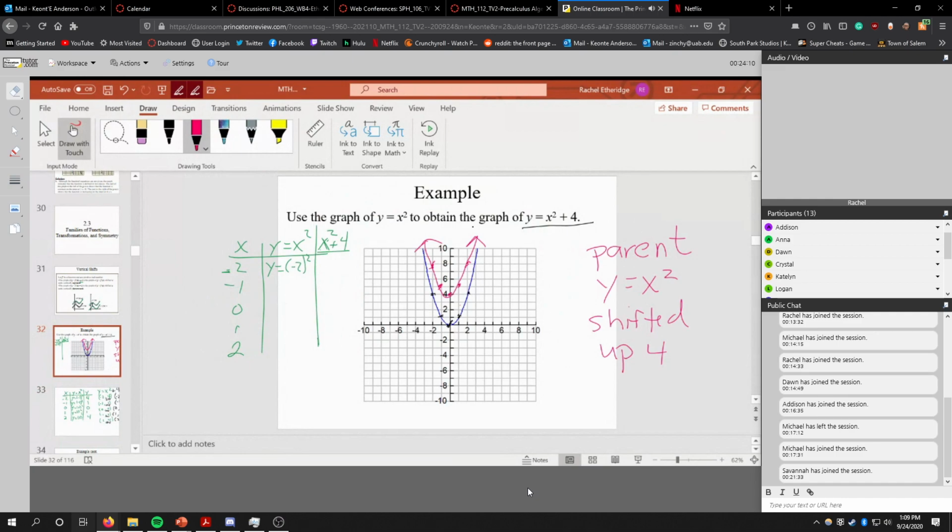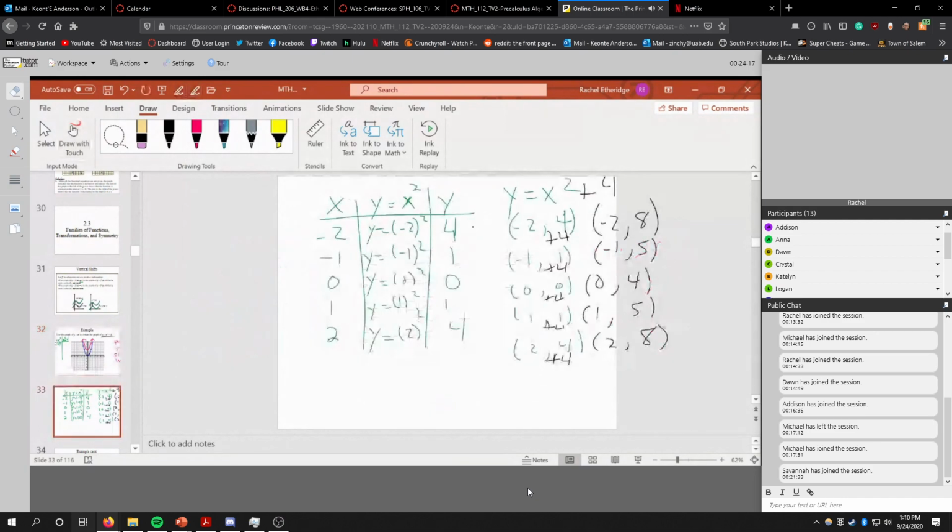So I guess my point being to you here is if you will learn your table for y equal x squared, your points are always going to be negative 2, 4, negative 1, 1, 0, 0, 1, 1, 2, 4. Then if you have a horizontal translation, you change your x values or you just move your ordered pair by changing your x values. If you have a vertical translation, you change your y values.